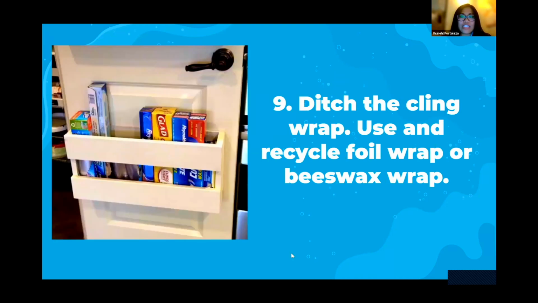Number 9, ditch the cling wrap. Use and recycle foil wrap or beeswax wrap. So cling wrap is actually not one of the kinds of plastics that you can recycle, but you can recycle foil wrap. And even better, if you use beeswax wrap, it's reusable and compostable at the same time. So instead of using cling wrap, the next time you have to take food to go or wrap it up for later, consider using foil and recycling it, or using the beeswax wrap.